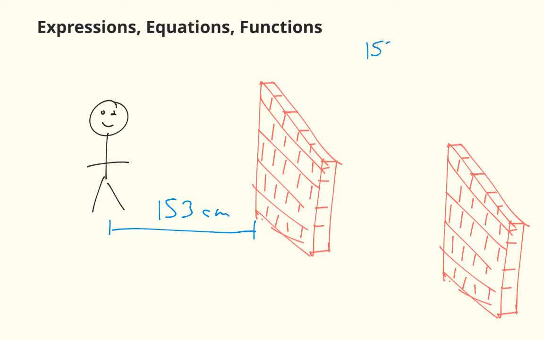153. There we go. It's a number, right? You know that it's a number. In math, if we just have a single number, we call that a constant. It's going to be 153. It's always 153.